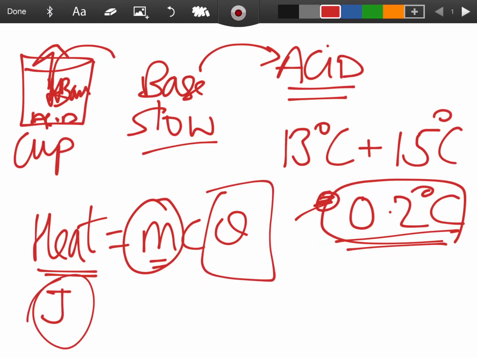Remember now, there's a difference between heat and temperature. Heat's a form of energy. It's measured in joules, okay? Temperature is the degree of hotness. You use a thermometer to measure it, and it's degrees Celsius. So in a minute, we're going to be converting a temperature rise into an amount of joules, into heat.